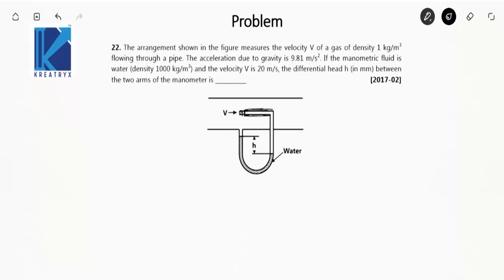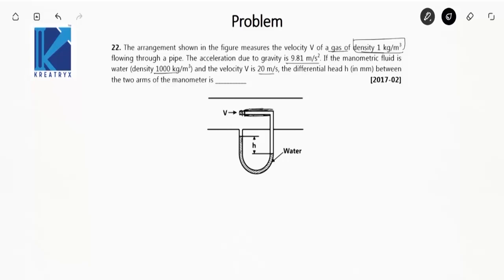The velocity of a gas of density, note the data, density is 1 kilogram per meter cube, flowing through a pipe. Acceleration due to gravity is 9.81 meter per second square. If the manometric fluid is water, density is given as 1000 kilogram per meter cube, and the velocity of the gas is 20 meter per second, the differential head between the two arms of the manometer is. If you directly remember the formula, you can use the formula and get the answer.